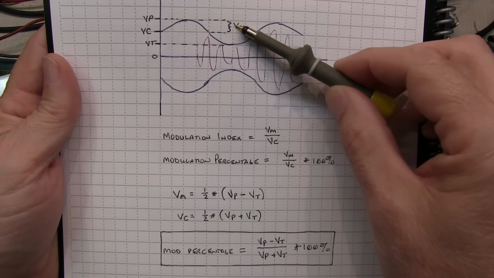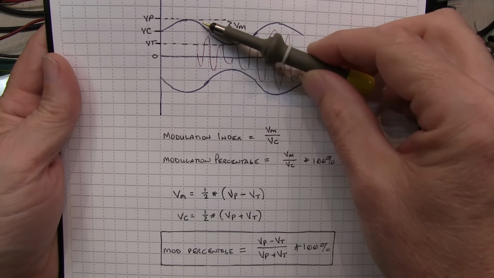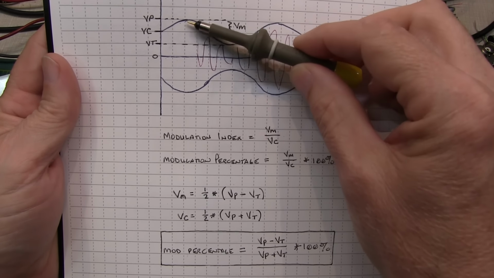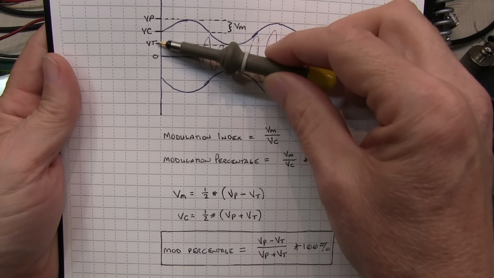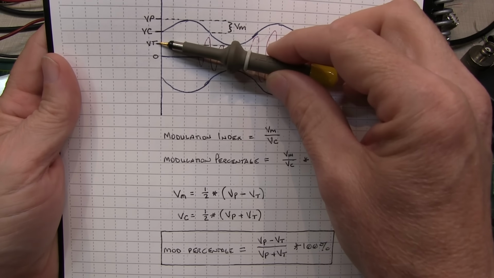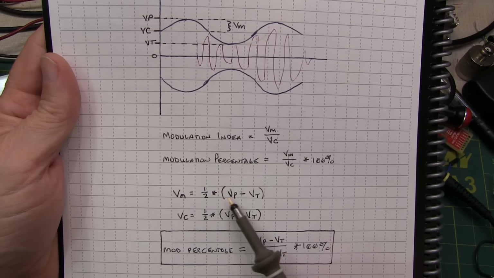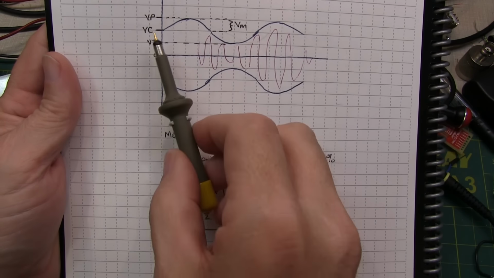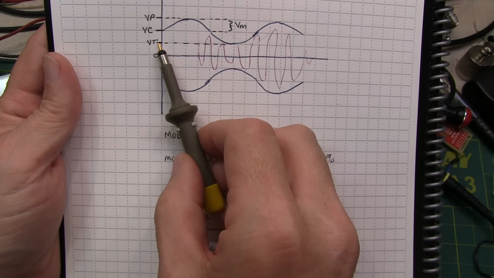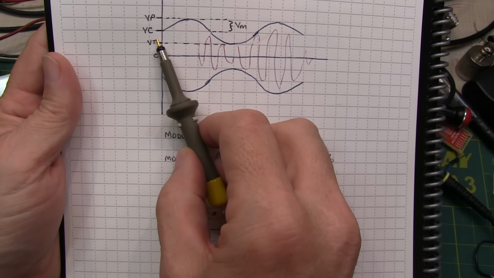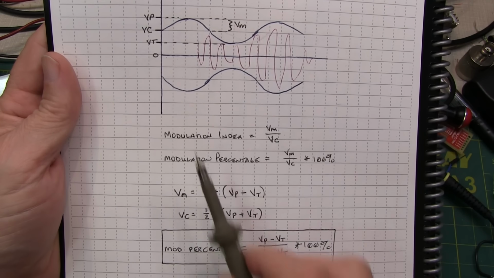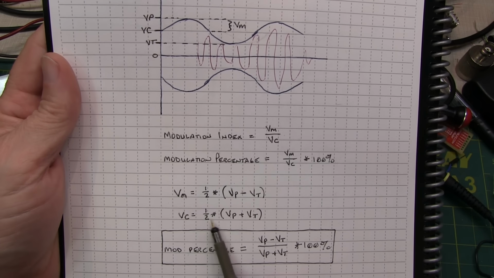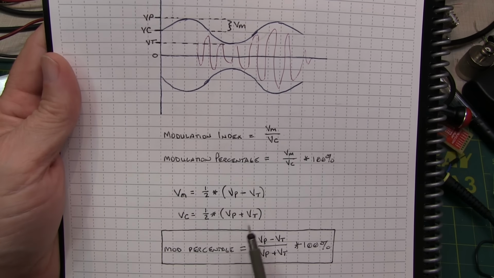We can see that Vm is essentially half of the voltage between Vt and Vp, the peak and the trough. So simply 1/2 times the peak voltage minus Vt gives us Vm. And the carrier voltage is really the average of the trough and the peak voltage. So it's half of the sum of those two. So Vc is 1/2 the sum of Vp plus Vt.